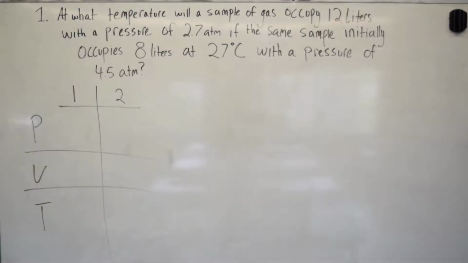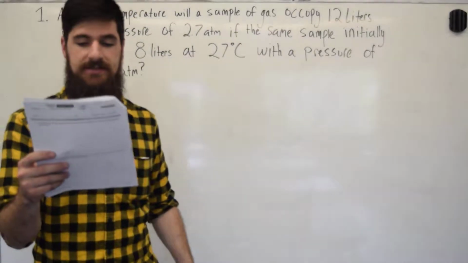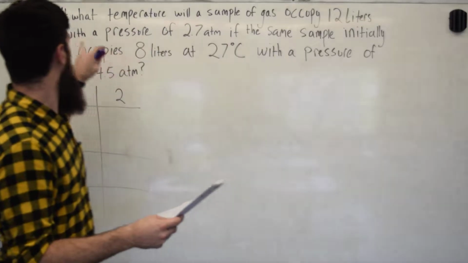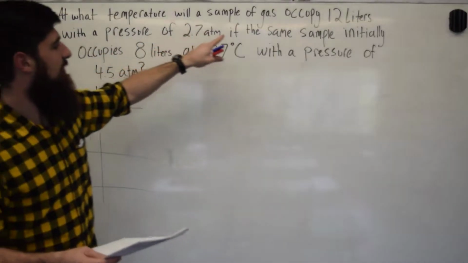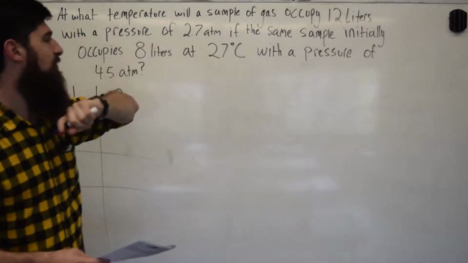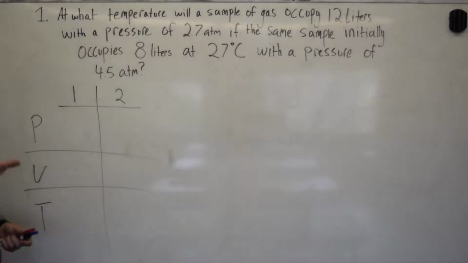I'm going to be doing question 1 from tonight's homework. At what Kelvin temperature will a sample of gas occupy 12 liters with a pressure of 2.7 atmospheres if the same sample initially occupies 8 liters at 27 degrees Celsius with a pressure of 4.5 atmospheres?